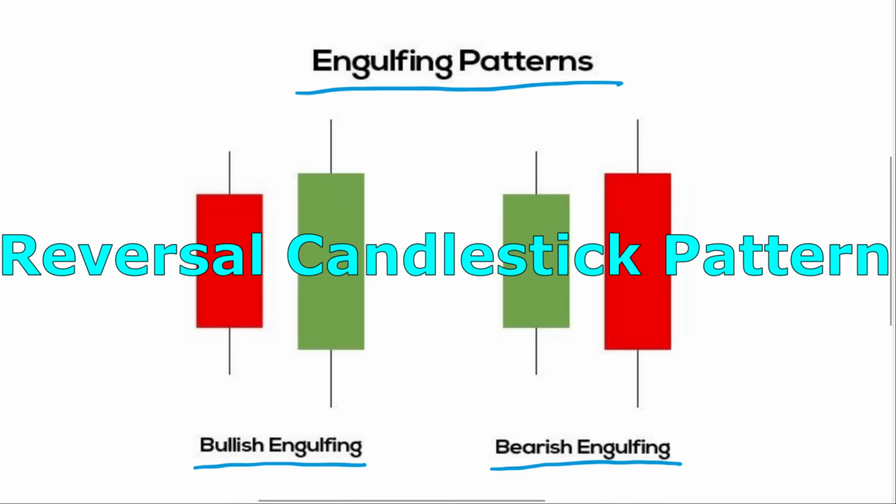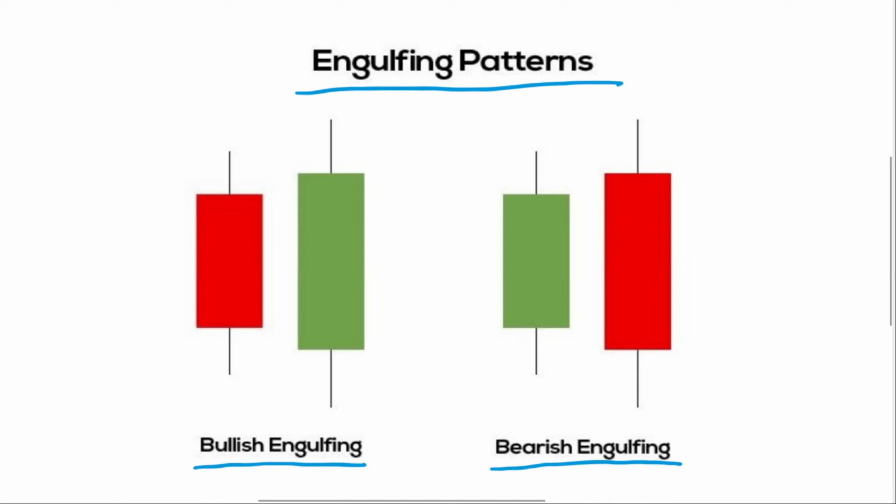And the exact opposite is true for the bearish engulfing pattern. Here we have first a green candle followed by a red candle. And in this case, it is the red candle that engulfs the green one. So in this case, the red candle needs to open above the previous green one and close below the previous green one. And the same criteria needs to be met here.